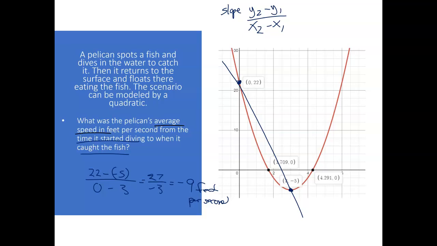So, negative 9 feet per second, or 9 feet per second, which direction? Down. So again, that negative also implies meaning. It means it's flying down. If we found the slope over here, it would be positive, meaning that it's going up. And again, that ties into the increasing and decreasing interval. Decreasing interval means it's going down.